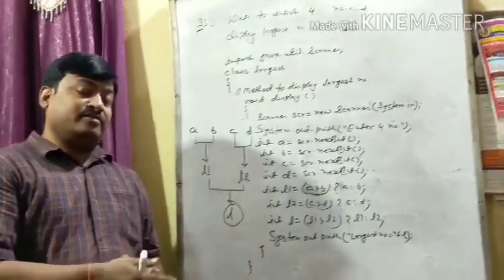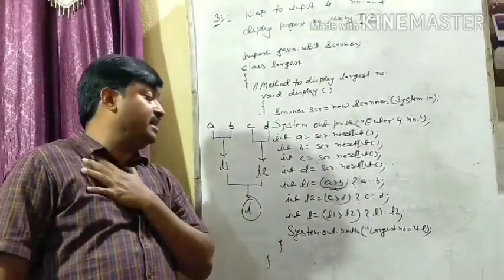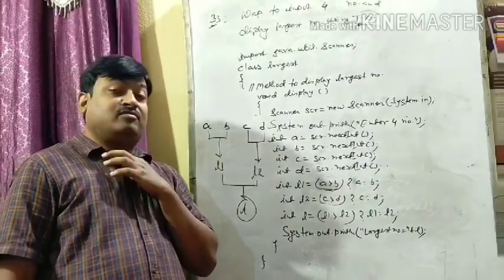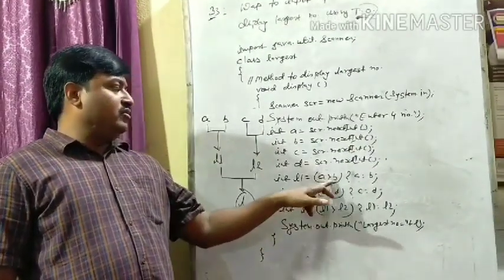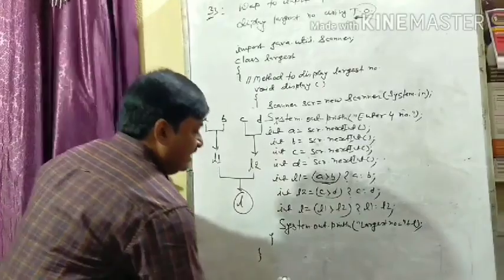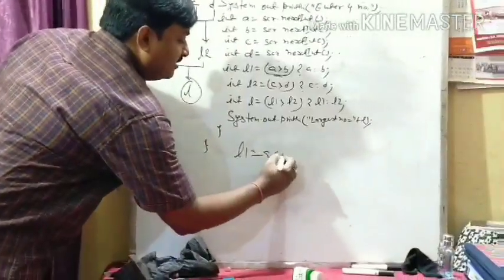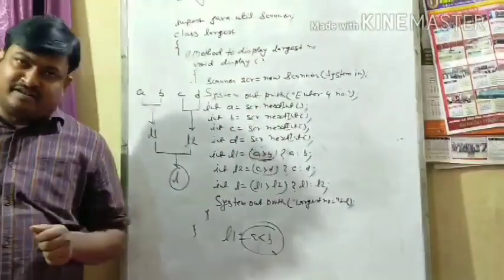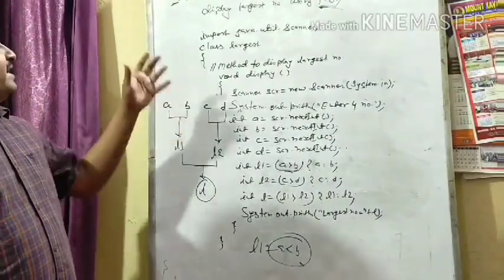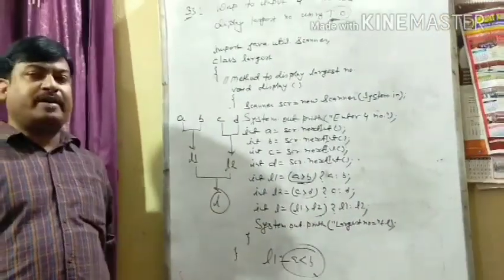If my question is to find the smallest among 4, then you only need to change the sign. If you change it to L1 equal to A less than B, you can find the smallest number. Okay student, I am sending some more questions using the ternary operator.